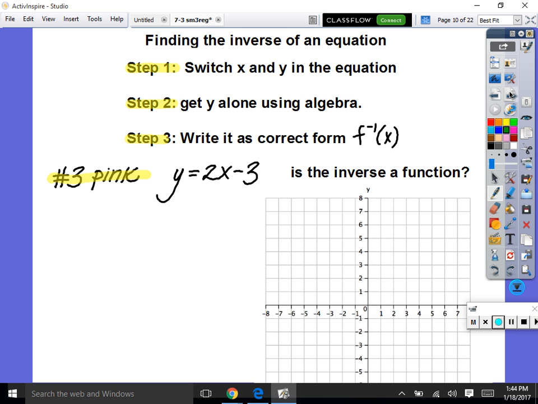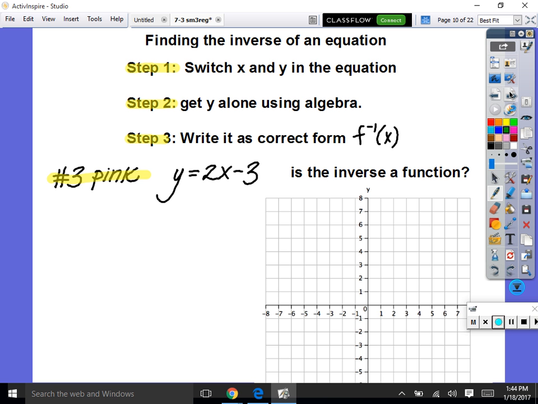So first, given an equation to find the inverse, just like we did with our x and y points, the first thing you're going to do is switch x and y in the equation. So wherever there's an x, you'll put a y. Wherever there's a y, you'll put an x. That's our first step. You're going to want to write these down.